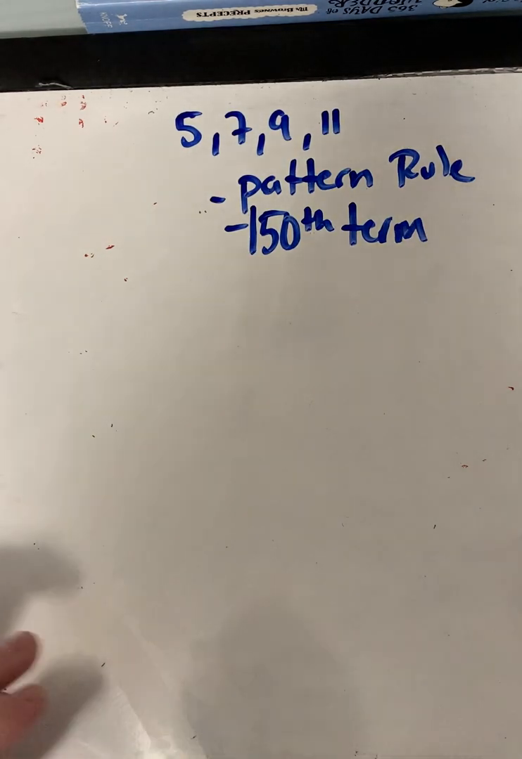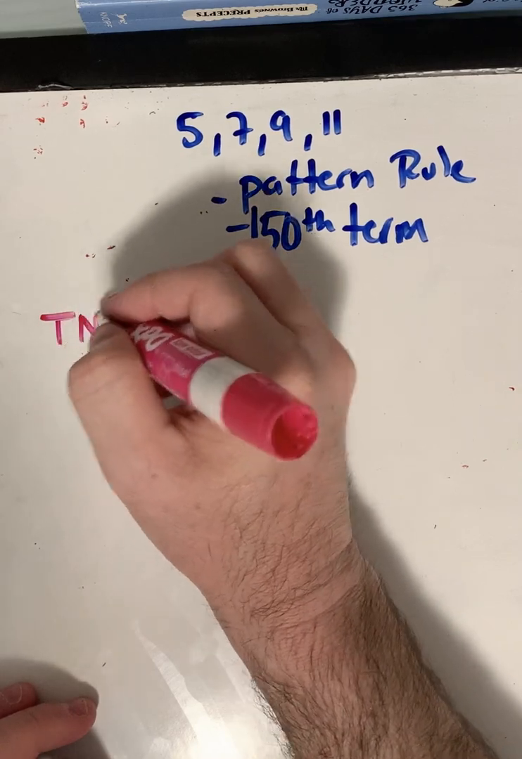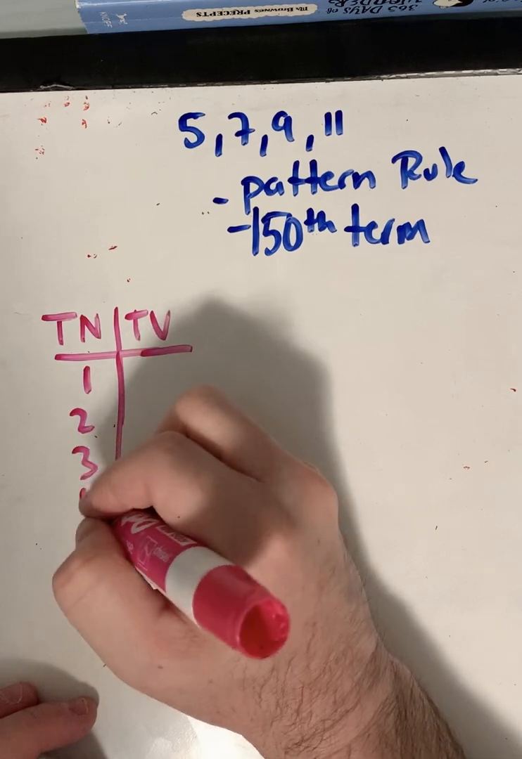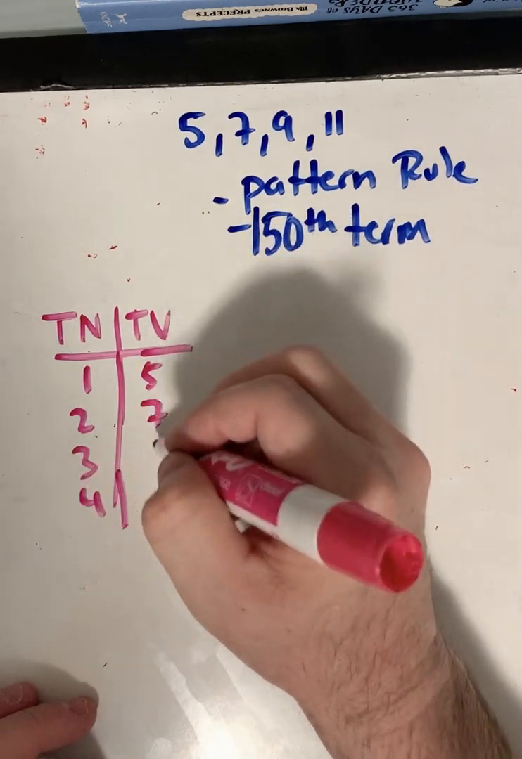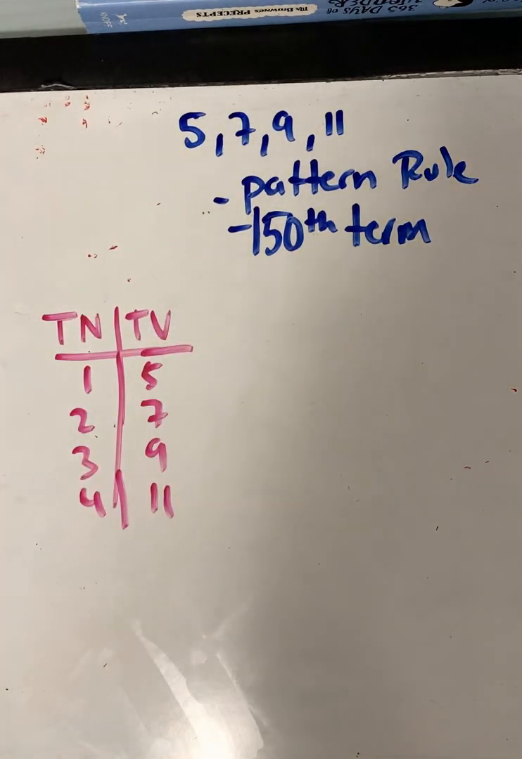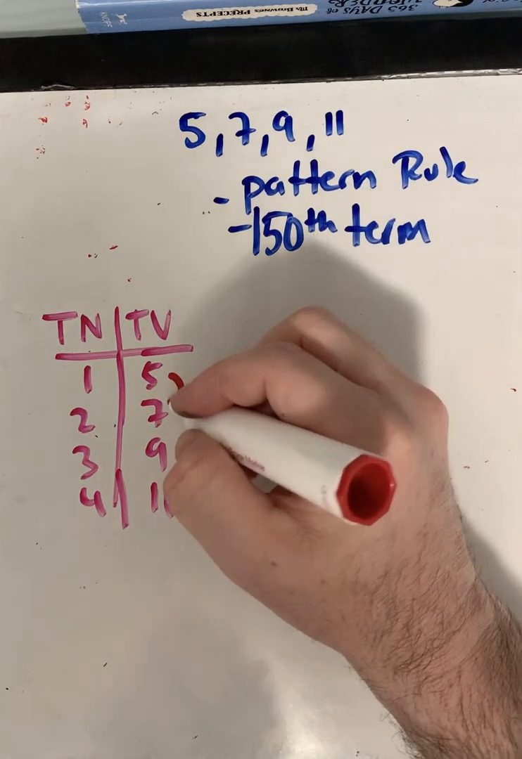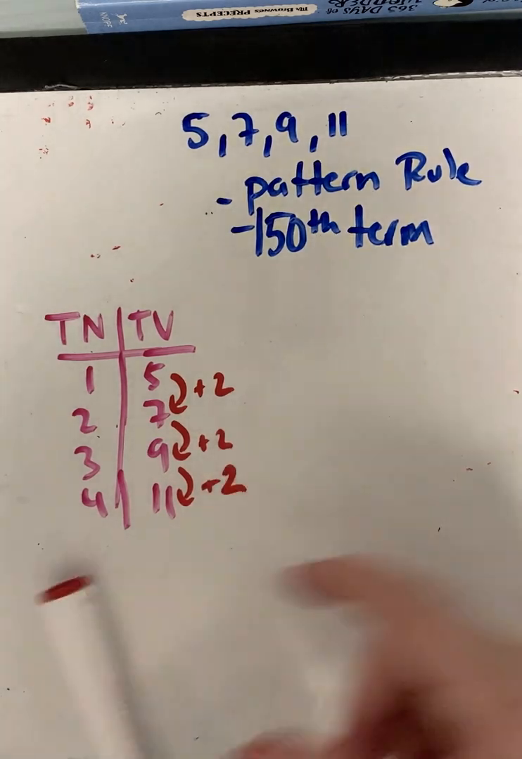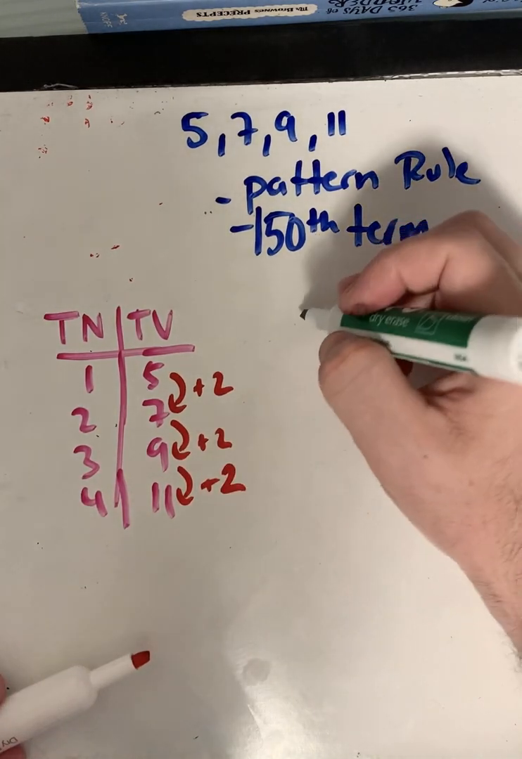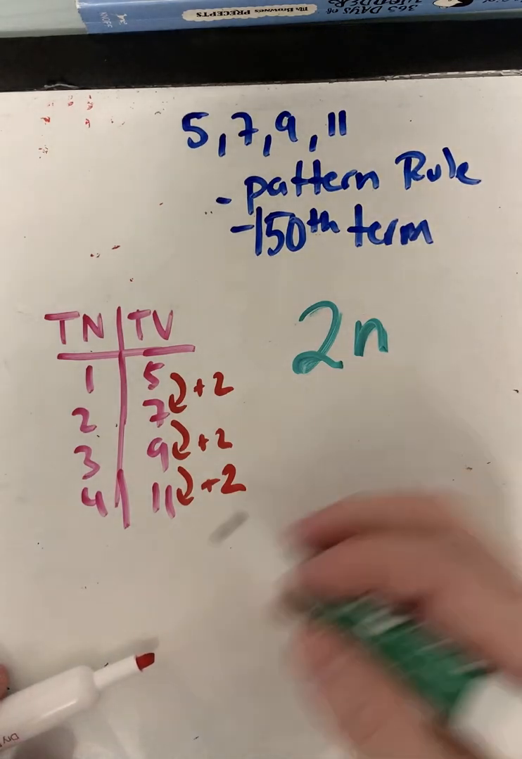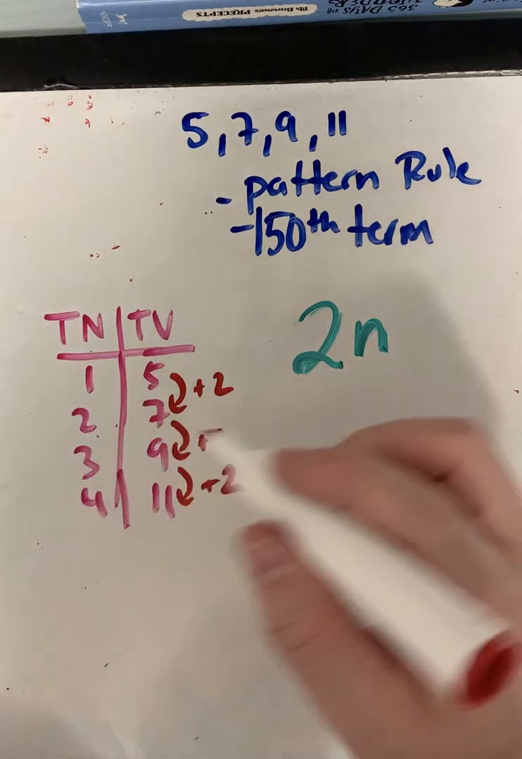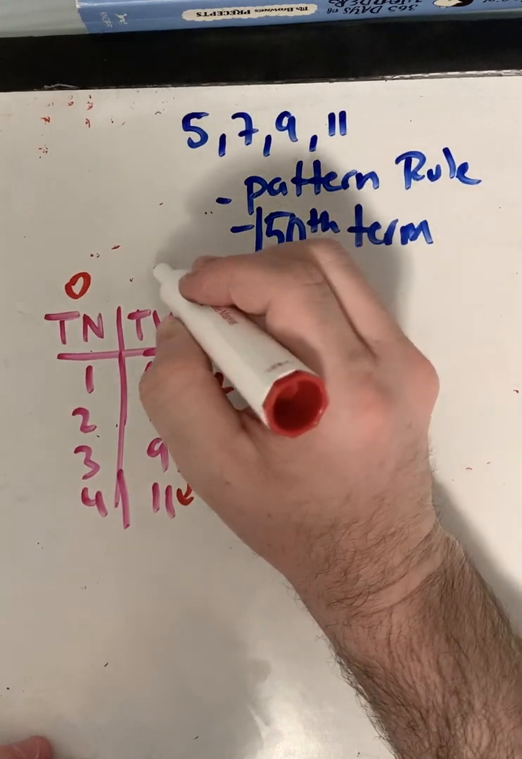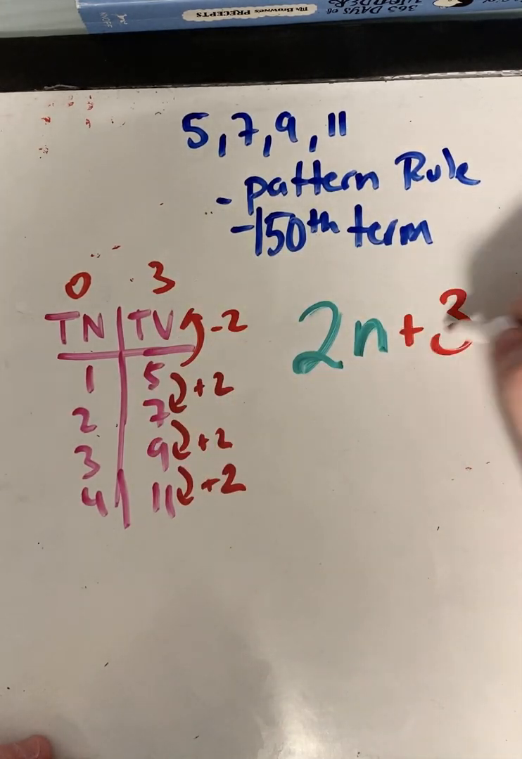Okay, you're back. Excellent. I'm hoping that it was a very easy one for you. Mr. Berger's term value chart: 1, 2, 3, 4 and 5, 7, 9, 11. I know that we're going to go up by 2 here, which means it's 2n. At this point, I'm going to use the term 0. So I went up by 2, so I'm going to go back by 2. So my constant is going to be plus 3.